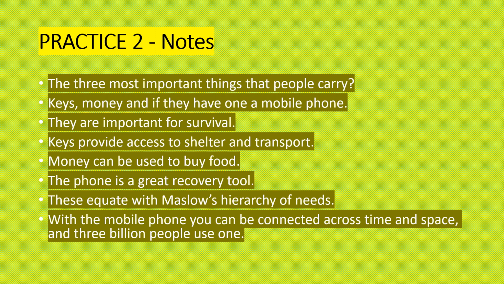Transport as well in the US increased. Money is useful for buying food, sustenance, among all its other uses. And a mobile phone, it turns out, is a great recovery tool. If you prefer this kind of Maslow's hierarchy of needs, those three objects are very good at supporting the lowest rungs of Maslow's hierarchy.